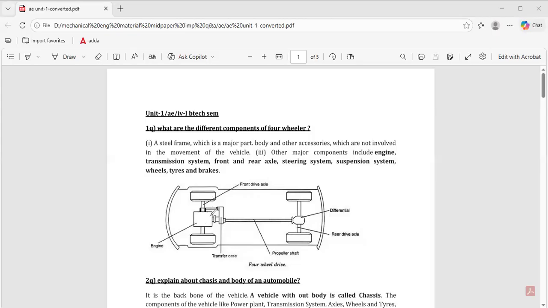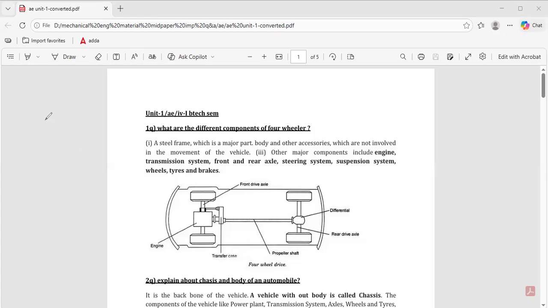So steering is there, you want to move the steering, and the suspension system is there. The suspension system gives luxury to the customer who is sitting inside. Wheels, tires and brakes, all this system makes one wheel here. So the main components of an automobile or a four-wheeler or anything you can say are divided into steel frame, engine, transmission system, front and rear wheels, steering system and suspension system. So this is the first question.